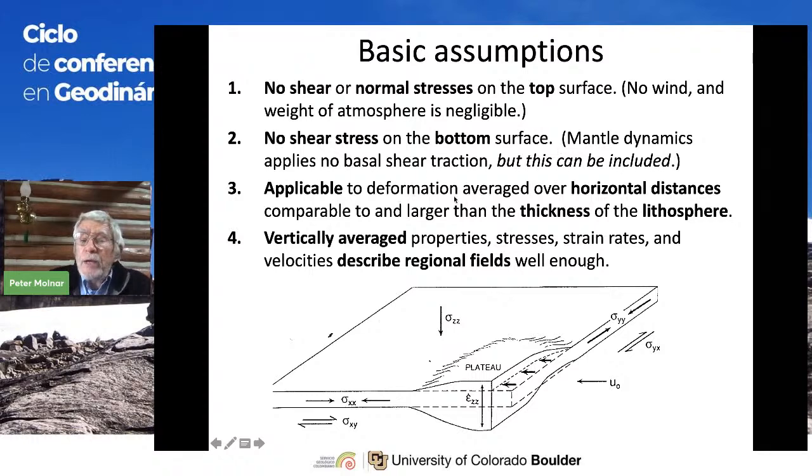It's applicable to deformation averaged over horizontal distances comparable to or larger than the thickness of the lithosphere. So the thin viscous sheet is not useful on the scale of a strike-slip fault like the San Andreas Fault. One needs a larger region. And it is also based on the assumption that the vertically averaged properties, the stresses, strain rates, velocities, describe regional fields well enough. In other words, the velocity relative to some frame of reference at the top is equal to the velocity at the bottom. Everything is averaged through these.